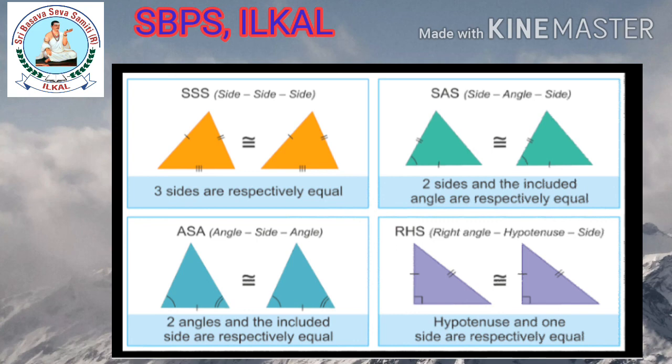Now you all became perfect in identifying congruent objects in day-to-day life, and also you became perfect in considering the congruence criterion rules. Is it?